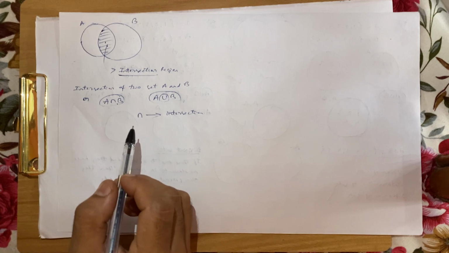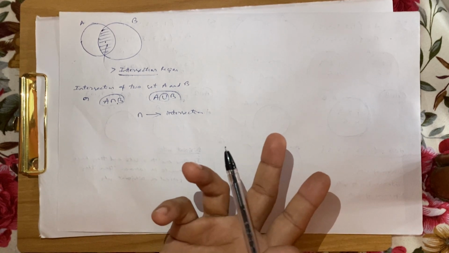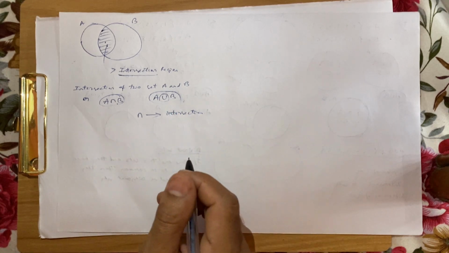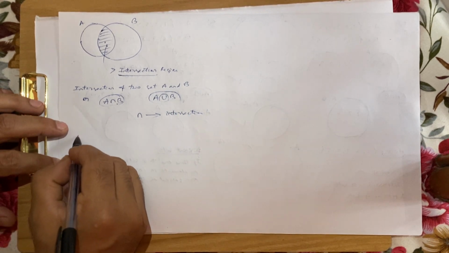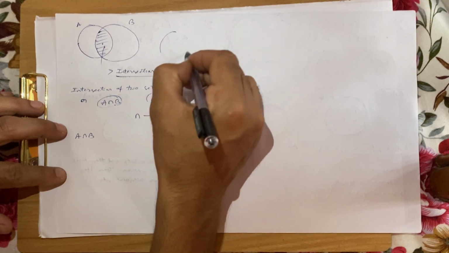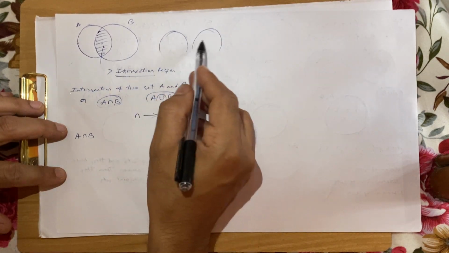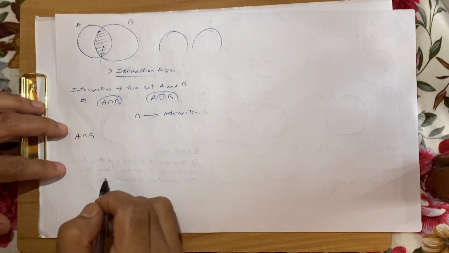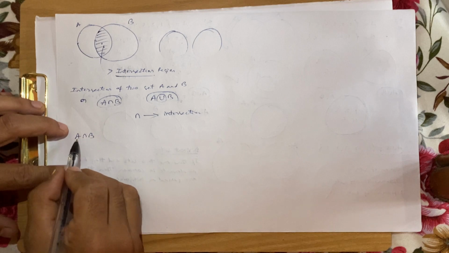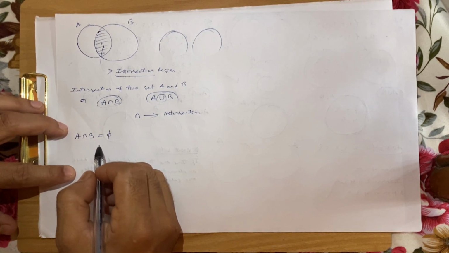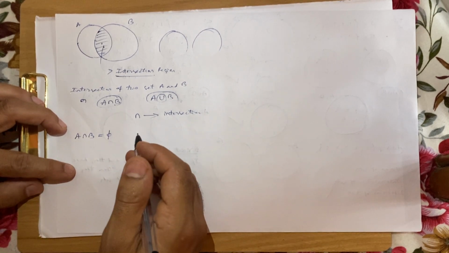Now if this idea of intersection is clear, then try to think, if you have two sets A and B and they are disjoint sets, that is they have no elements in common, then what will be A intersection B? The Venn diagrams will not touch each other. There will be no common region. So A intersection B will be phi, that is a null set or empty set, because A and B have no elements in common.